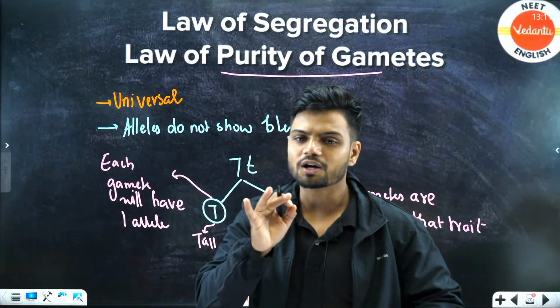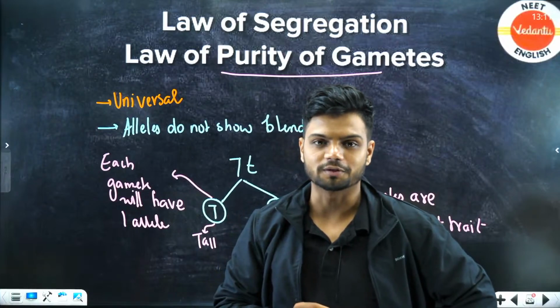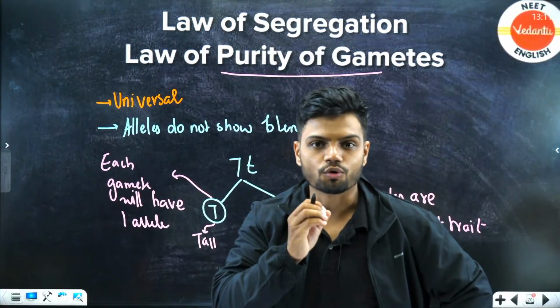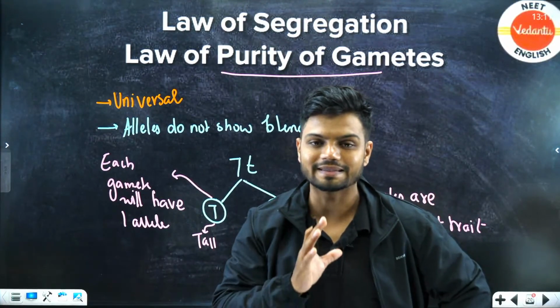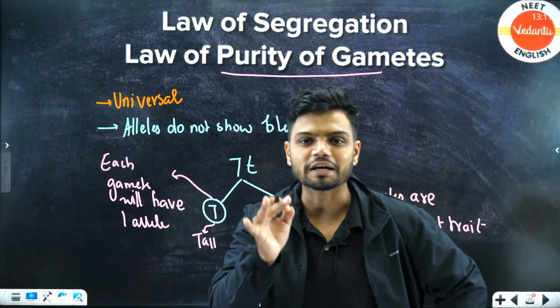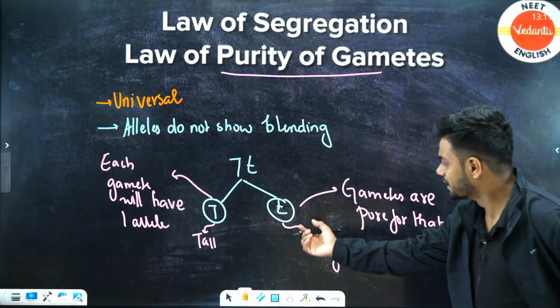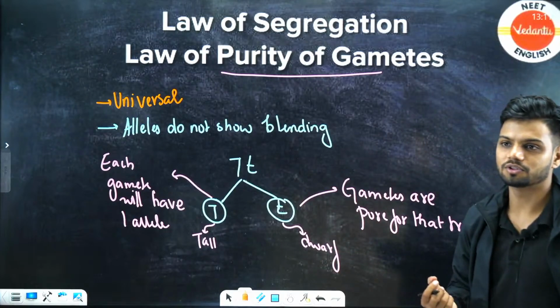Done. Are those points clear to all of you? Quickly tell me in the chat. They are pure for a gamete. They do not show blending. Right? The gametes are pure for a trait. This gamete is pure for a trait, and this gamete is pure for a trait here.